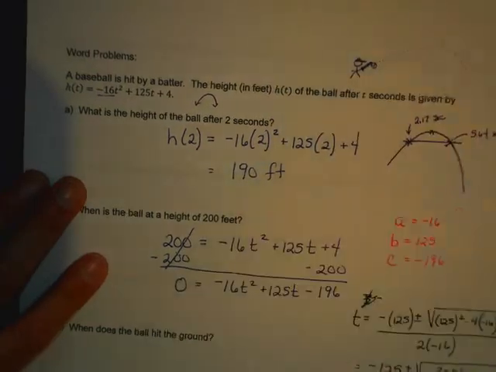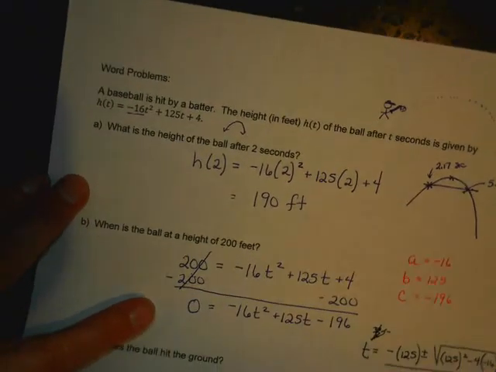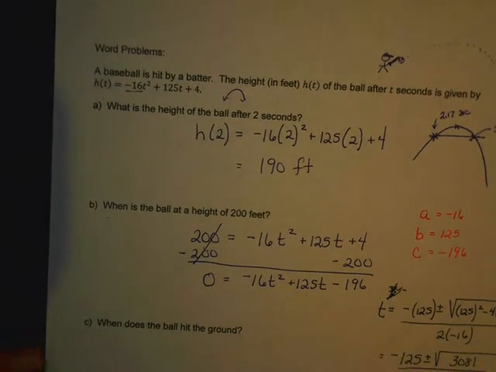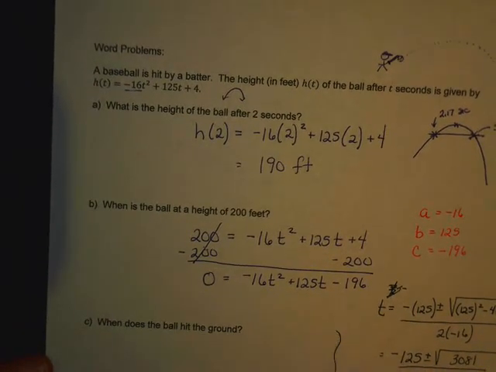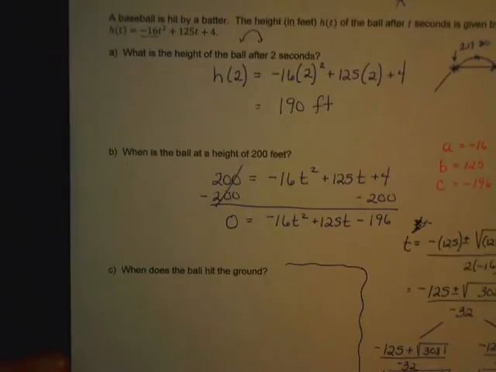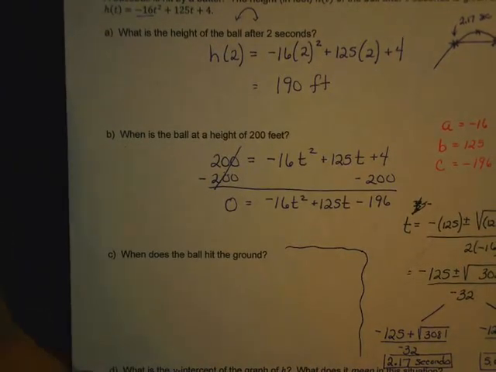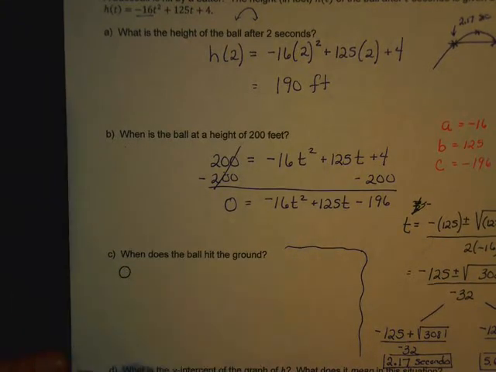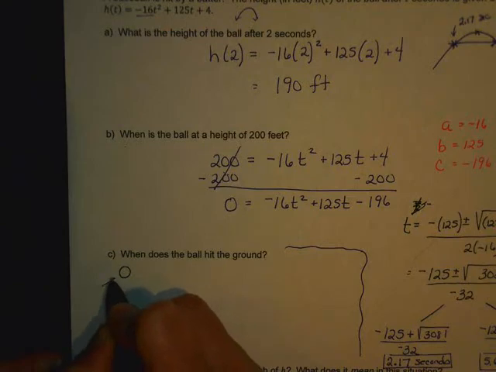Okay, but here, I'm running out of room. Well, maybe we can get it all in here. So when does the ball hit the ground? I'll squish it in here. So if the ball hits the ground, that means its height is 0, right? Height is 0 if it's on the ground.